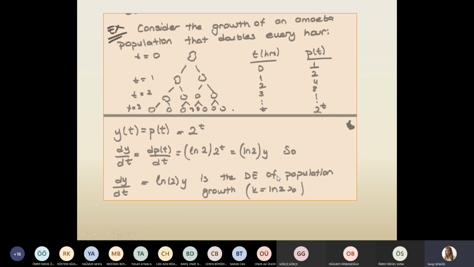It is the differential equation of population growth. And since k, which is ln 2, is positive, it's a growth. So when t is increasing, the population of the amoeba is increasing, right? So this is what you can do also. Once you have the solution, you can have the differential equation, the rate of change, by looking at this solution. Okay.